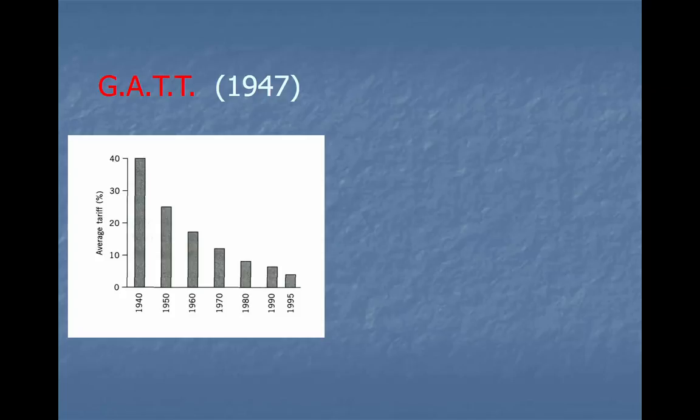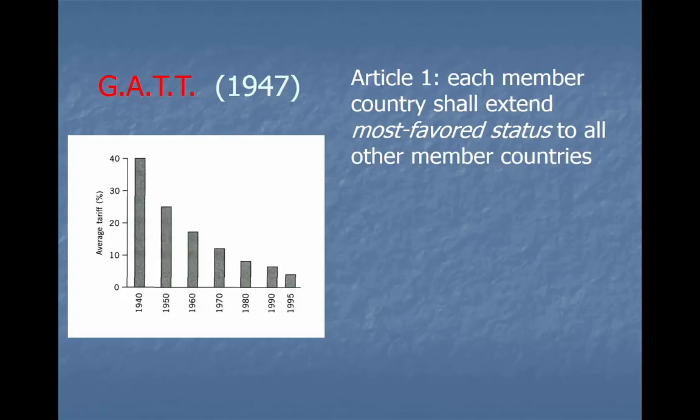Now, who gets this advantage of reduced tariffs? Article 1 says each member country shall extend most favored status to all other member countries. So if you're not part of the group, if you're not a member of GATT, you don't get the agreed upon tariff reduction.